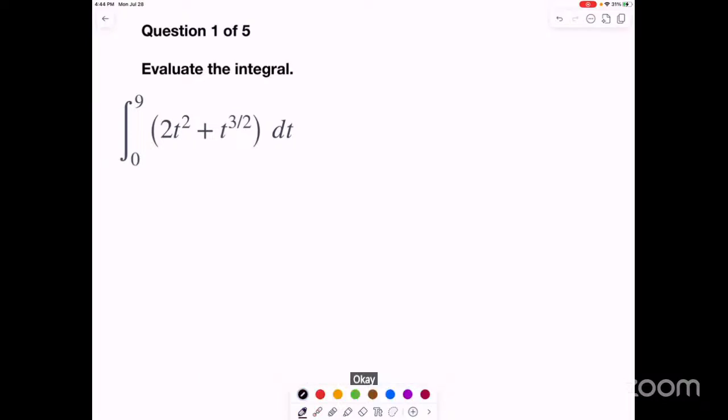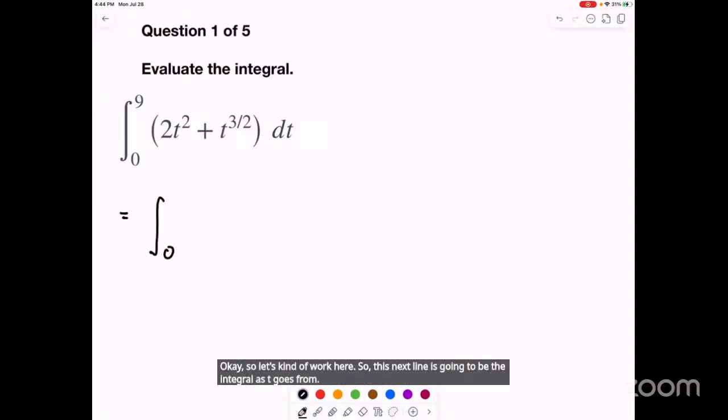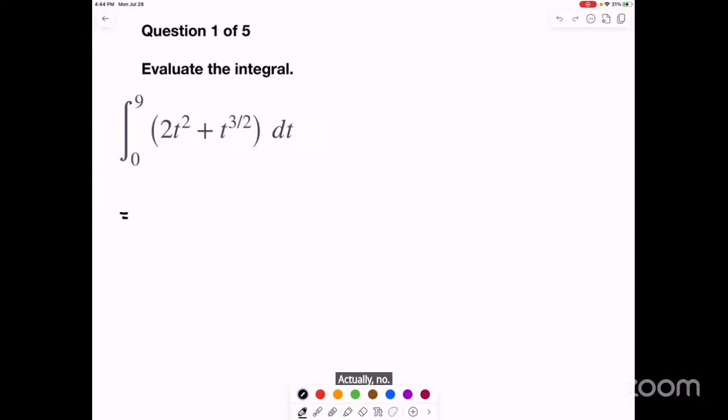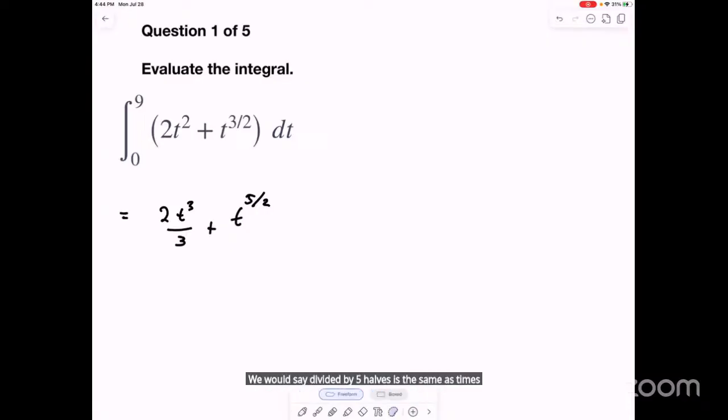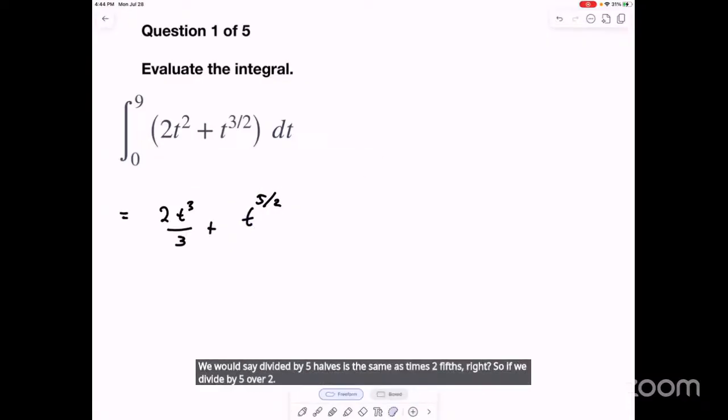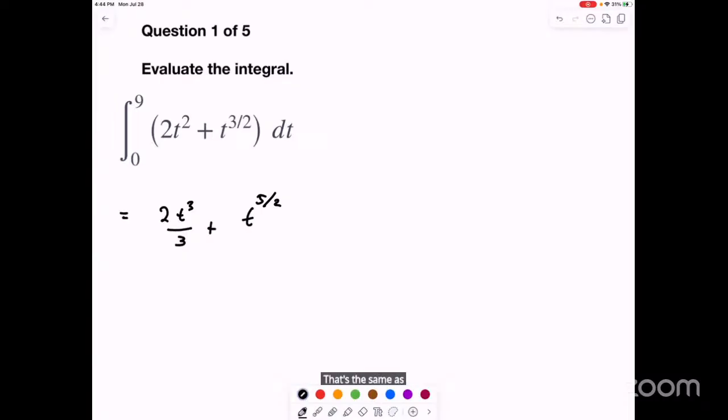Okay, so let's work here. The integral of t squared is going to be t cubed over 3 plus t to the power of 5 halves divided by 5 halves, which is the same as times 2/5. If we divide by 5 over 2, that's the same as multiplying by 2 over 5. That's dividing by a fraction. We want to evaluate this integral as t goes from 0 to 9, okay?